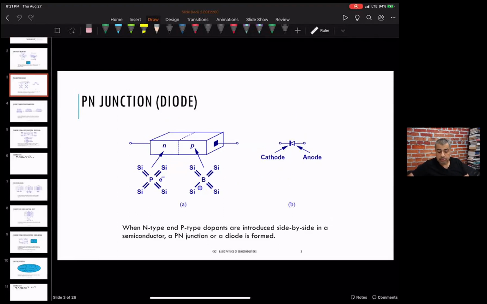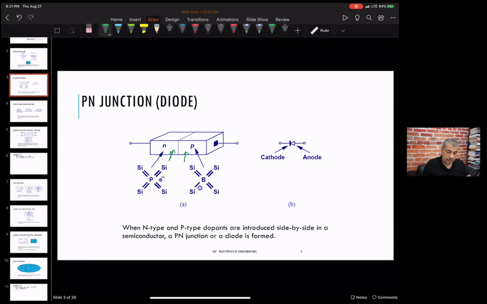But anyway, we'll get into the usefulness of a diode and how to treat it as a circuit element like we treat a resistor or capacitor, although it's a nonlinear circuit element, and you can do more interesting things with it. So let's talk about how you build a diode. The way you build a diode is by butting up an N-type material next to a P-type material.